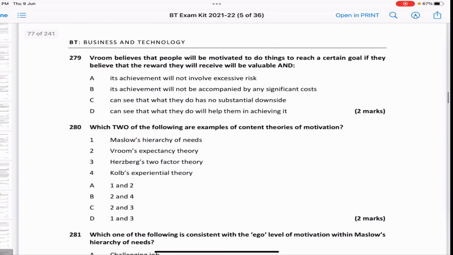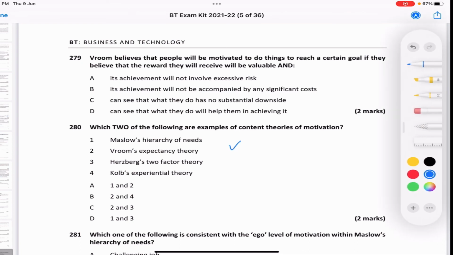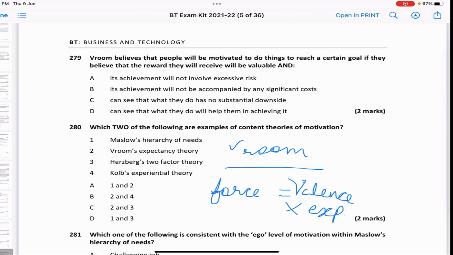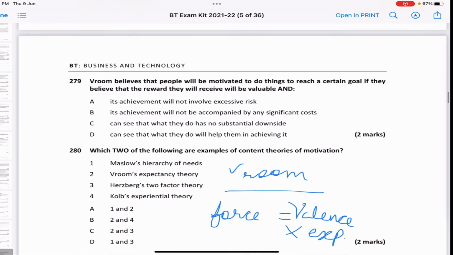Vroom believes that people will be motivated to do things and reach a certain goal if they believe that the reward they receive will be valuable and they can see what they will do to help them in achieving it. So you remember what Vroom told us, right? What did Vroom say? That force is equal to valence into expectancy. If you can recall what Vroom has said. So this would be D.